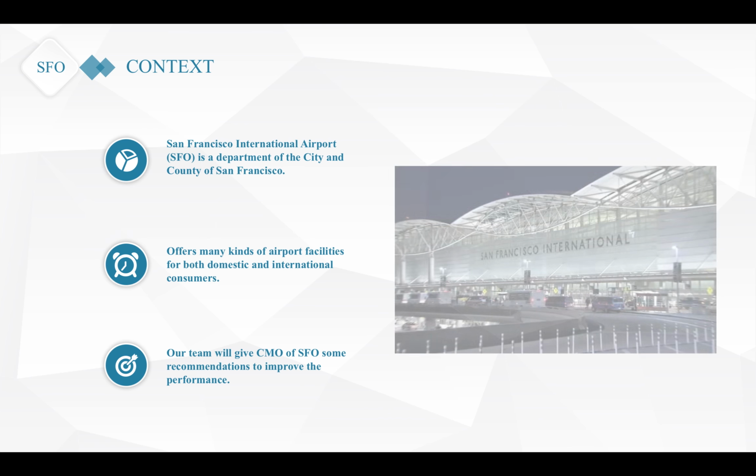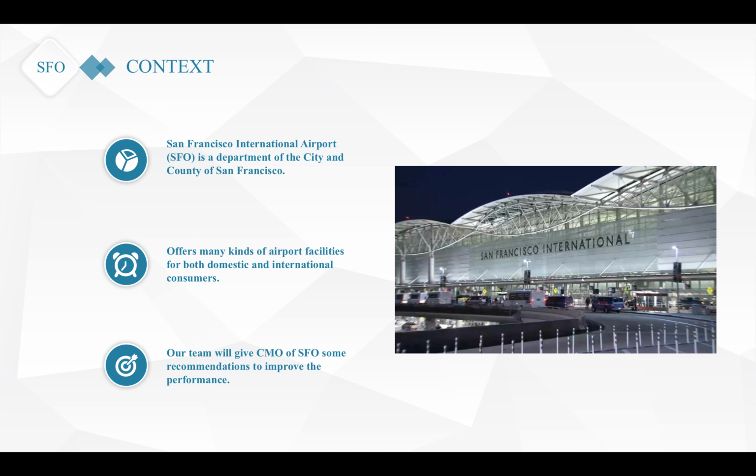So let me introduce SFO, the company that we are working for in this case. SFO offers many kinds of airport facilities for both domestic and international customers, such as free Wi-Fi, duty-free retail outlets, comfortable dining areas, cultural and art exhibitions, and convenient ground transportation for travelers. This proposal will be useful for the CMO of SFO, who wants to know how to improve the overall performance of SFO.